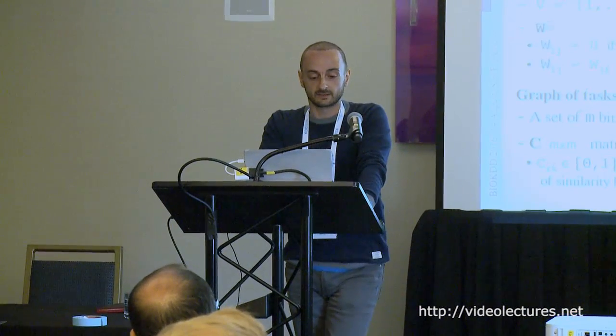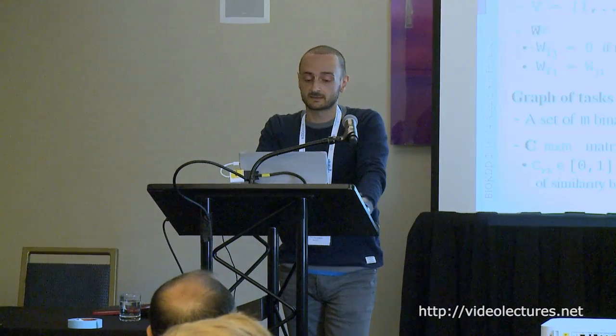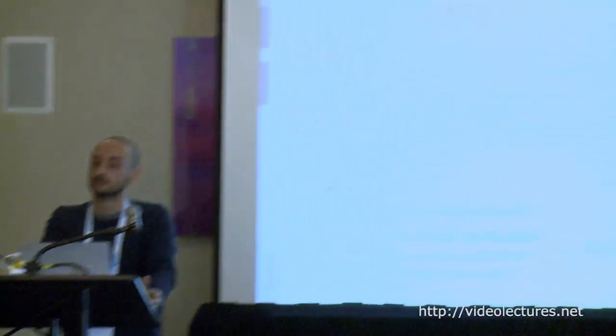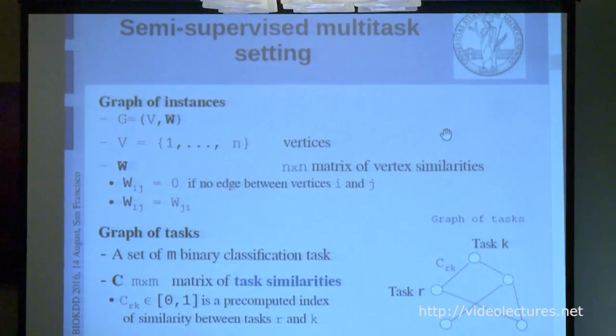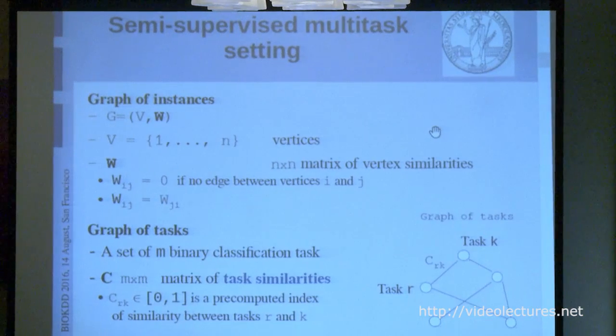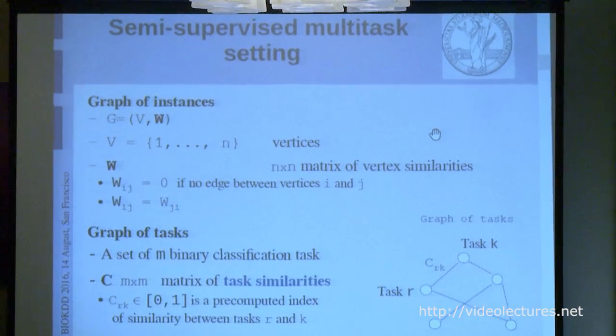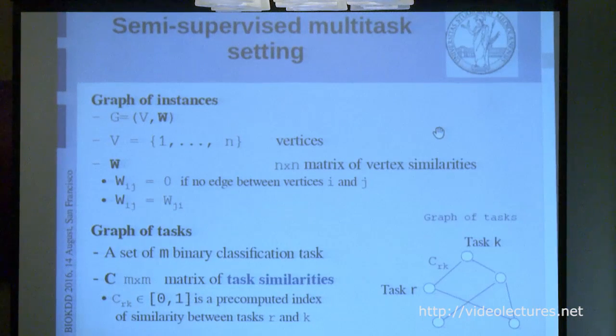So this is our input. We have the graph of instances. We're supposed to have n instances, and their connection is supposed to be a symmetric connection. The weight of this connection is 0 if there is no connection between two instances. And the higher the weight, of course, the more similar are two instances in the graph.